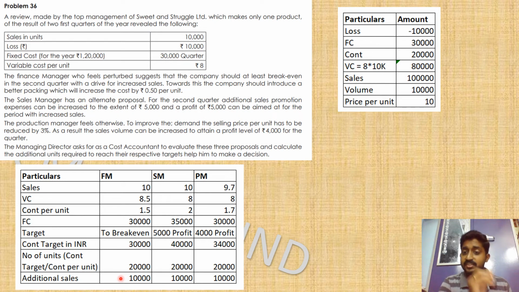Are we going to change the packing, because the customer is going to see the product by the packing and it is a feel for the product? You can do that. Or you want to increase the sales promotion expense, it's going to be a fixed cost increase, and every year you have to continuously do it because it's a fixed cost and will repeat every year. Or you want to reduce the selling price. Whichever is suitable for you, you can do. But ultimately everything boils down to one thing: additionally you have to sell 10,000 units. This, as a cost accountant, you can propose to your managing director. So that's all for this problem.